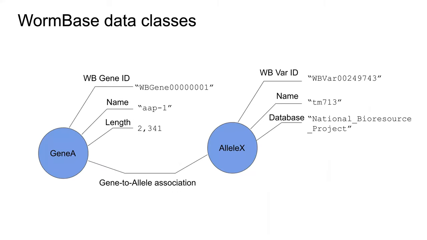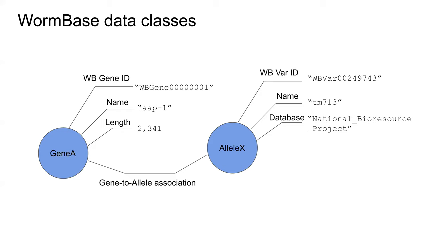If we were to visualize this graphically, we could think of each class instance as a node in a graph in the database. In the first case, we have an instance of the gene class, gene A. It has this WBGene ID, this name and length, and it also has an association, not a data attribute, but a class instance association, to another instance in the database of the allele or variation class, allele X. This particular allele has a WBVar ID as a unique identifier, has a name TM713, and it may have an attribute like database, in which we store as text the name National Bioresource Project.